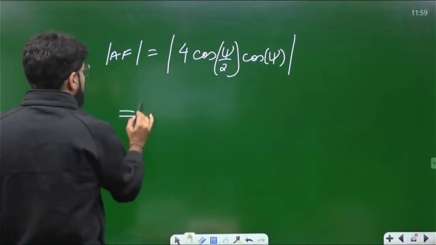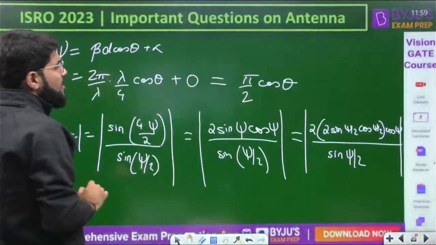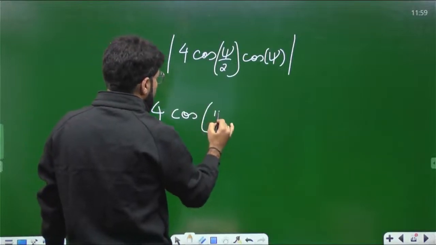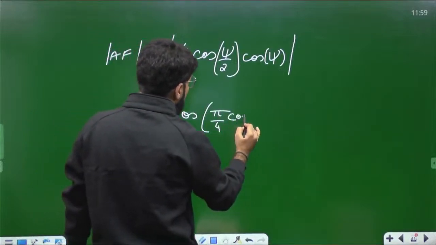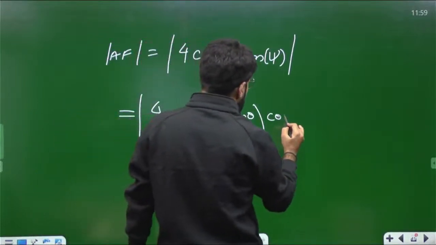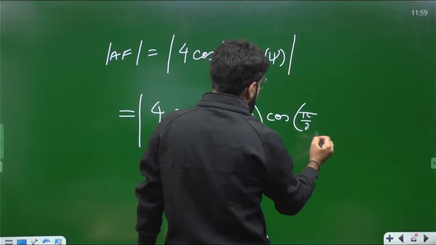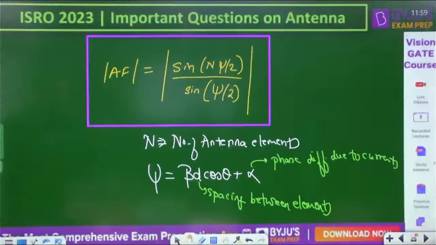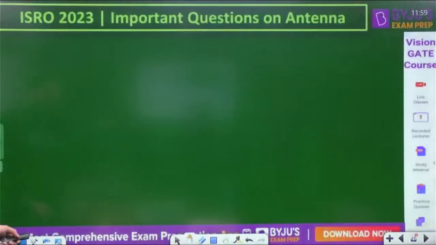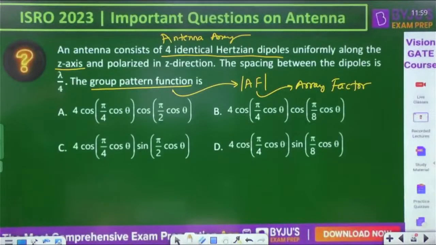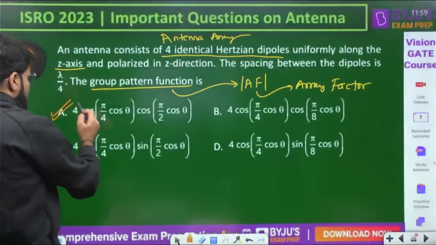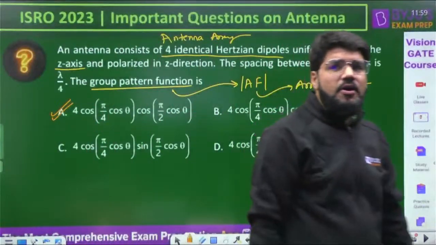Now what is xi? Xi is pi by 2 cos theta. So when you take xi by 2, that is going to become pi by 4 cos theta, and cos xi is cos pi by 2 cos theta. Let us match the answer. 4 cos pi by 4 cos theta, cos pi by 2 cos theta. It should actually be applied with modulus, but that's okay. Option number A.